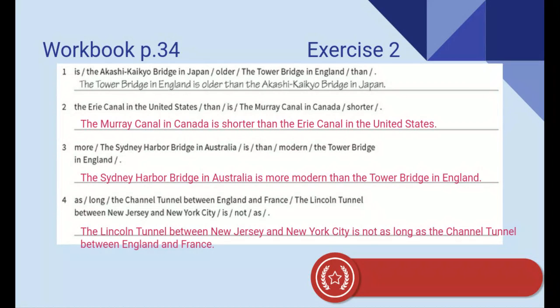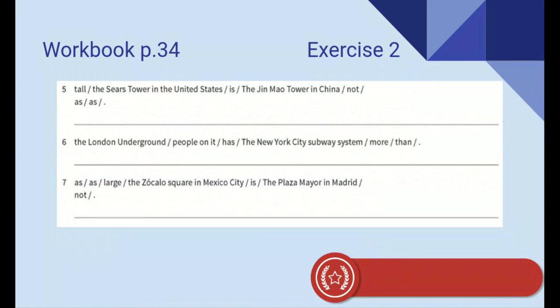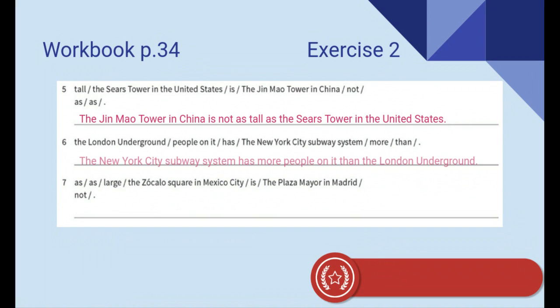Okay, great. Now, let's check the other 3. Number 5. The Jingmao Tower in China is not as tall as the Sears Tower in the United States. 6. The New York City subway system has more people in it than the London Underground. 7. The Plaza Mayor in Madrid is not as large as the Zócalo Square in Mexico City.